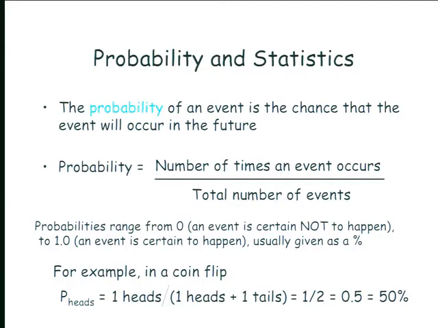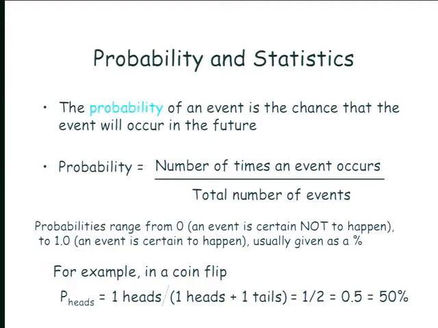We can define probability as the number of times an event would occur divided by the total number of possible events. As a result of this equation, probabilities are going to range from 0, an event is absolutely certain not to happen, to 1.0, an event is absolutely certain to happen. And we usually give the range in between as a percentage.